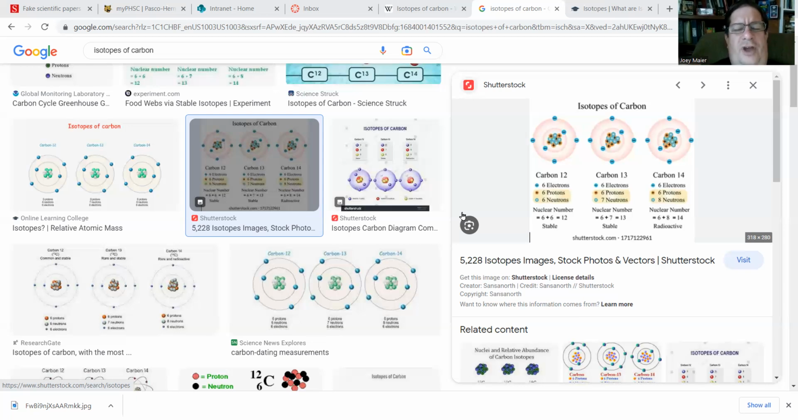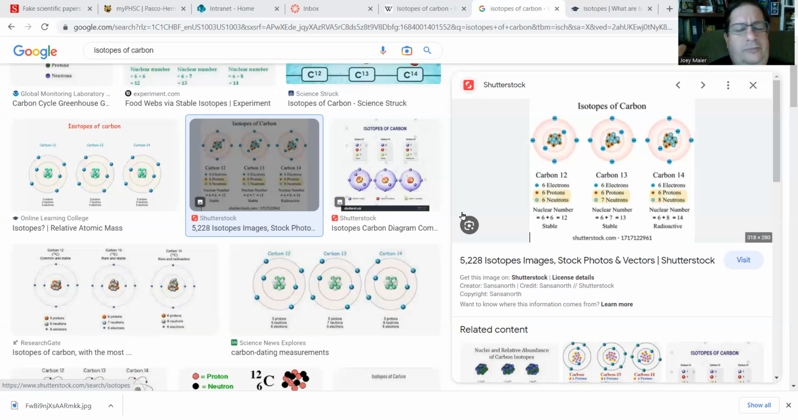What differs is how many neutrons they have. So carbon 12 has 6 electrons, 6 protons, and 6 neutrons. Carbon 13, it's still got the 6 protons, 6 electrons, but it's heavier because it has 7 neutrons. Carbon 14 would have 8 neutrons.